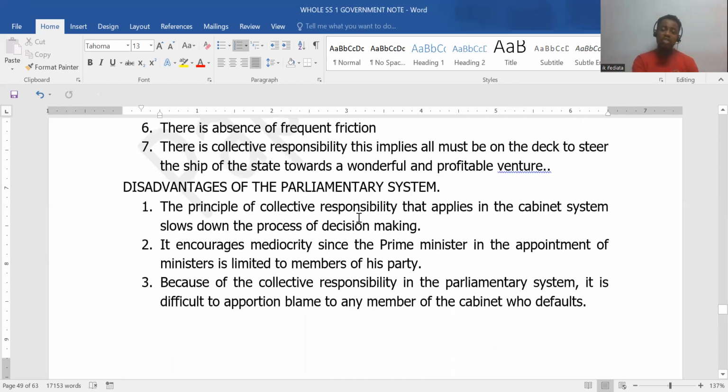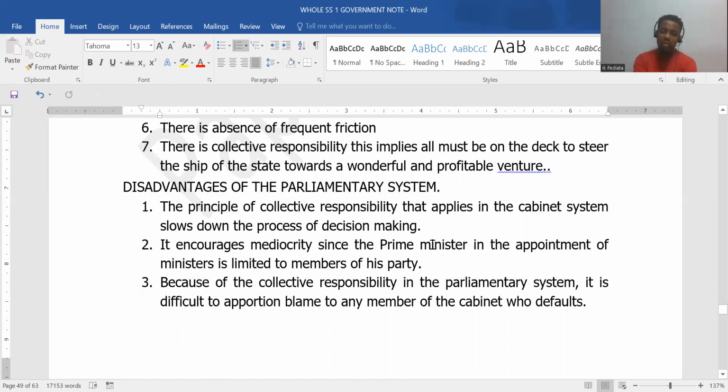So the principle of collective responsibility that applies in the cabinet, this is the demerits now. Now, there's what we call the principle of collective responsibility. That means if there is a big mistake that is done by a minister, it can affect the ruling party in the cabinet. It can cause them to lose their power, and then an election can be conducted. So we call it collective responsibility. In the presidential, it's individual responsibility. The president can fire you if you mess up as a minister.